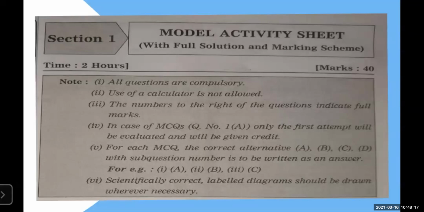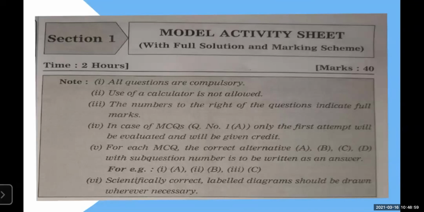Fourth point, in case of MCQs, question number 1A, only the first attempt will be evaluated and given credit. Means in MCQs, you don't have to write any questions. Earlier we used to write the question and the answer for fill in the blanks. No, now you have to write only the answer and option number. Whether it is A, B, C or D, write only one correct option number. Only the option number will give you the marks for your MCQs. No need to write any question.